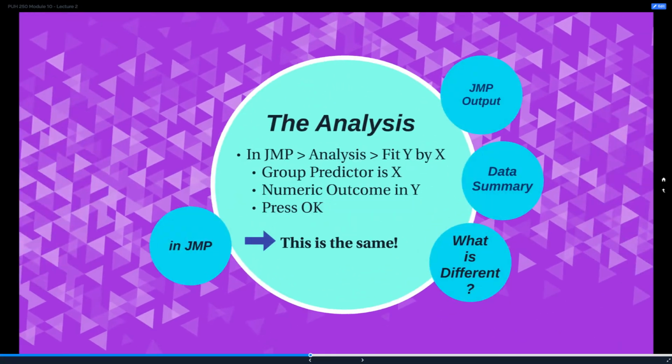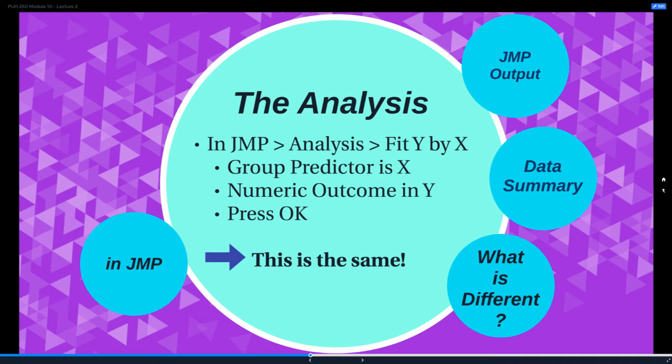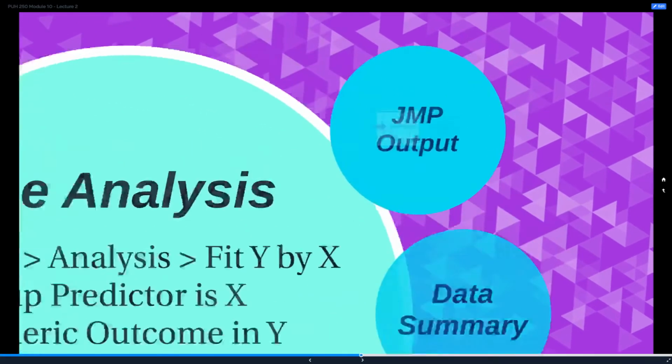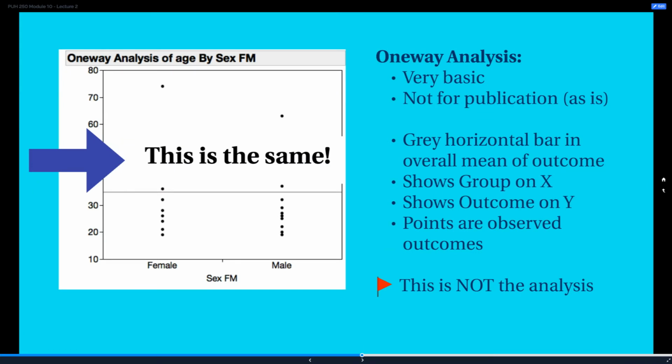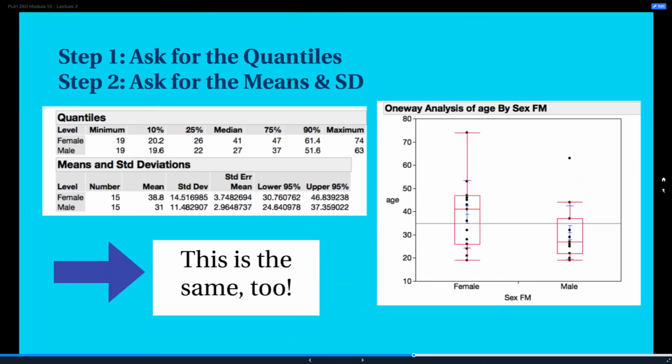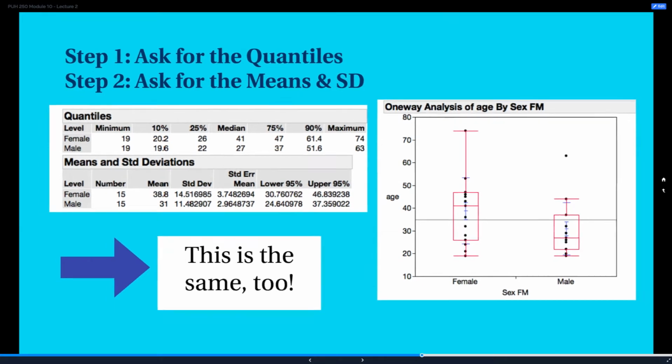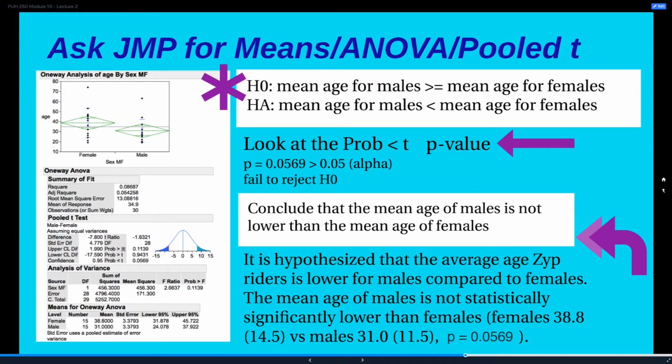So how does the analysis work? Well, in JMP, this is exactly the same. You're going to do a Fit Y by X. Our group is the predictor, and that's X, and our numeric outcome is Y, and press OK. And it turns out the JMP output looks exactly the same. Again, very basic, what you get from the one-way analysis, and you need to use the red drop-down arrow. The next step, asking for the quantiles and means and standard deviations, also exactly the same. The third step of asking for the means ANOVA pooled t, also identical. But here's where things start to change.